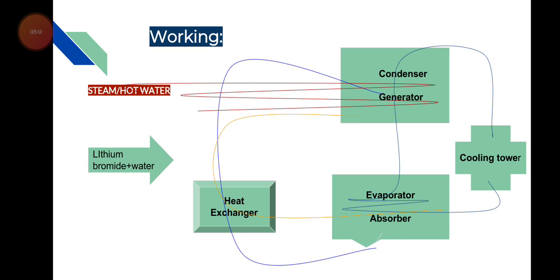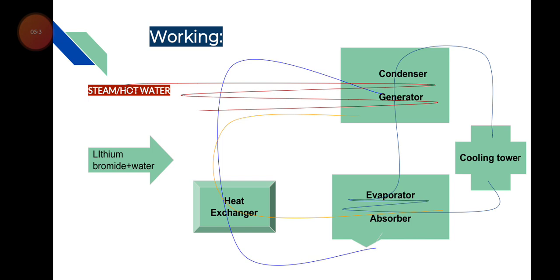Then the lithium bromide becomes heavy and will move to the bottom and form the concentrated liquid, and this concentrated lithium bromide is cooled down and makes its way to mix with the weak solution. This yellow line shows the concentrated liquid lithium bromide, and then it makes its way to the absorber.